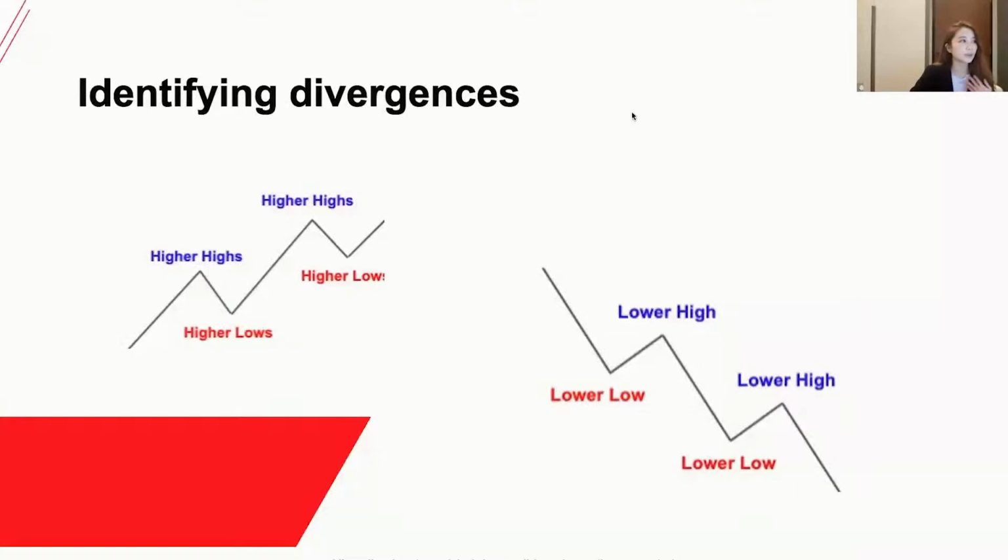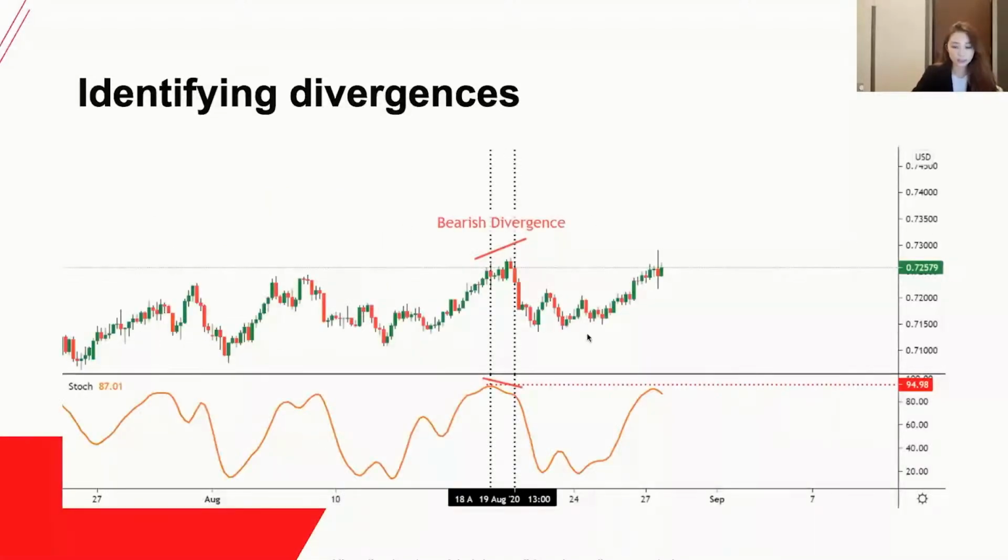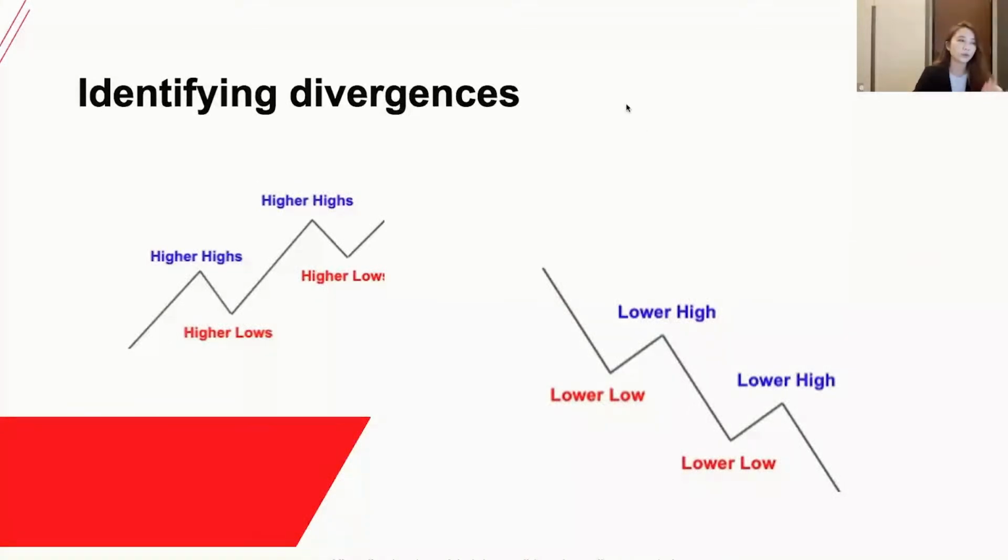Okay, so this is what we are looking at: identifying divergence. For those that are familiar with divergence, I think this slide will be much easier for you. But for those that are not familiar with it, first of all, we have an upward trend with higher highs and higher lows, and a downward trend with lower highs and lower lows.